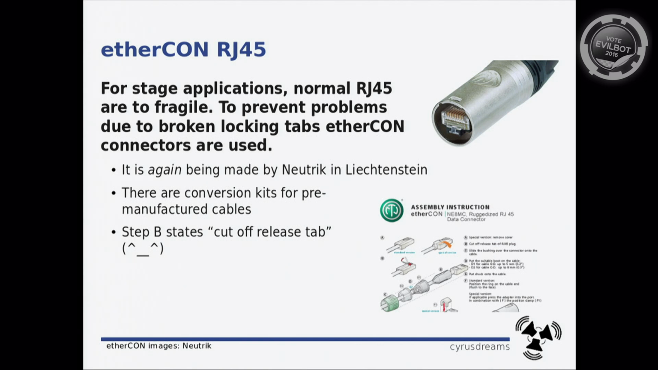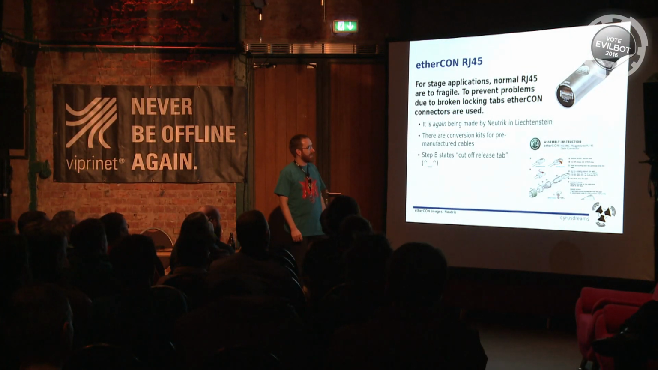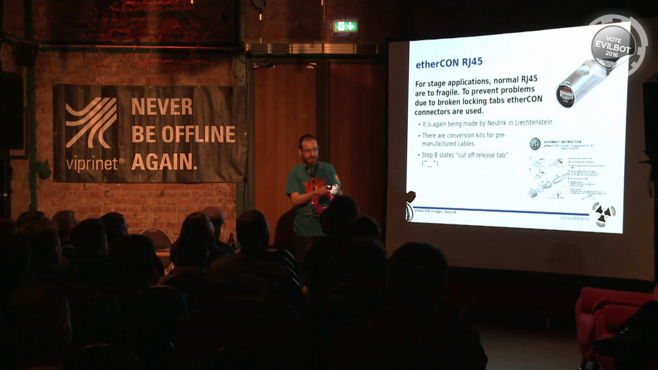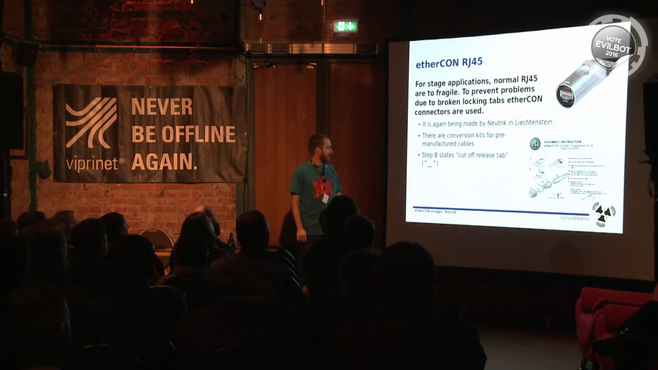It is too fragile, you know that. The locking tab always breaks off. And then there is, again, Neutrik and Liechtenstein, so they are omnipotent in audio and rigging stuff. There are conversion kits for existing cables. Step number B states that you rip off the locking tab. That's step number B in this mounting guide. Because they are locking on the shell that looks exactly like an XLR. On the outside it's an XLR and there's a locking tab inside, which then neatly locks into place. Yeah. And replaces this plastic crap.